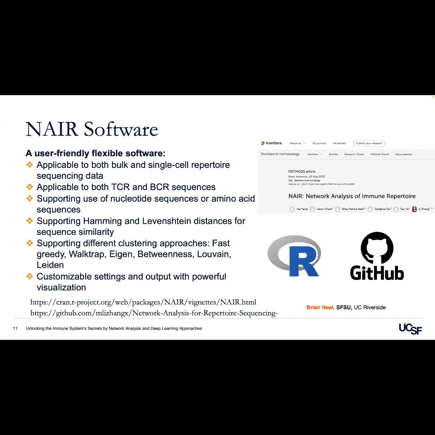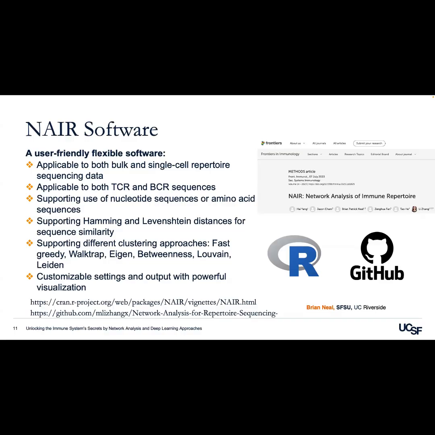Okay. So because I'm working in a collaborative environment, after we had done a couple of projects, we started to think, instead of just building up functions, why don't we just build a software so people can use that widely? That's why we have our software published in R. So this software is very flexible. It can deal with not only bulk sequence, but also single cell.